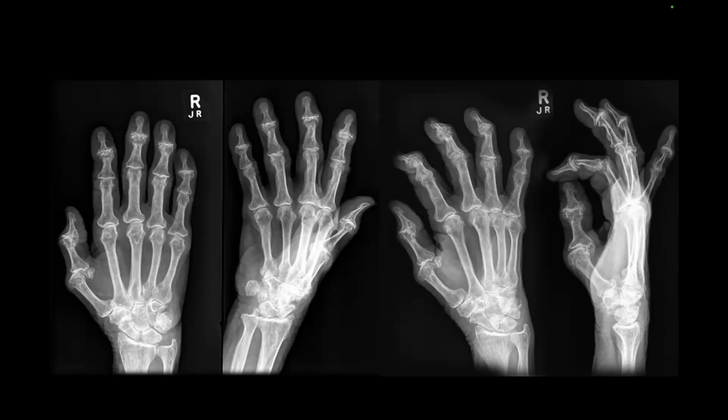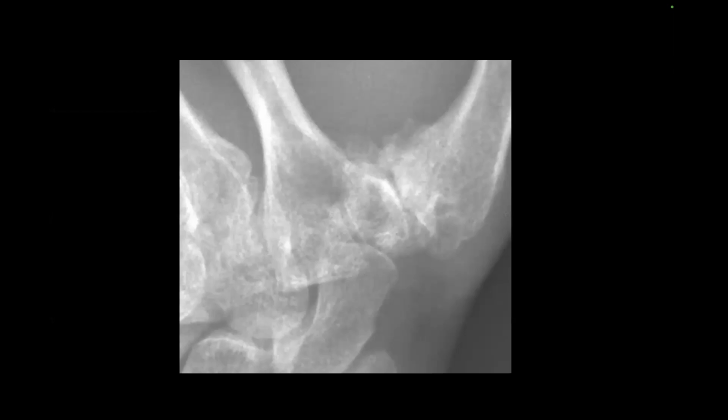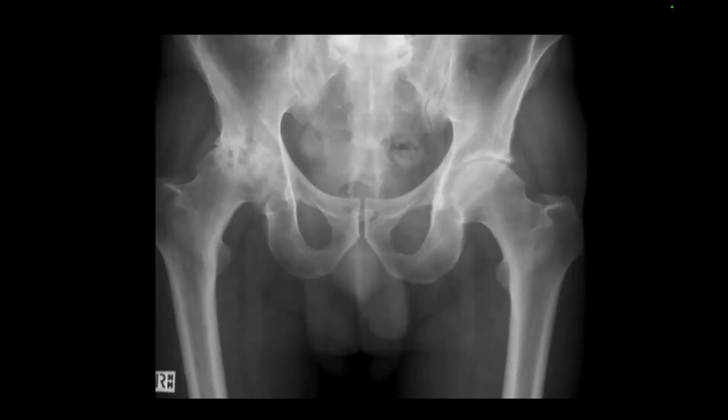This is a case of a patient who has peripheral distribution affecting the DIP joints, and it's prominently osteophyte formation with joint space narrowing, which is a classic case of osteoarthritis. There's relative sparing of the radiocarpal and proximal carpal row, and maybe a little bit of changes involving the CMC joint. As opposed to this case, which is severe osteoarthrosis at the first CMC joint with joint space narrowing and osteophytes.